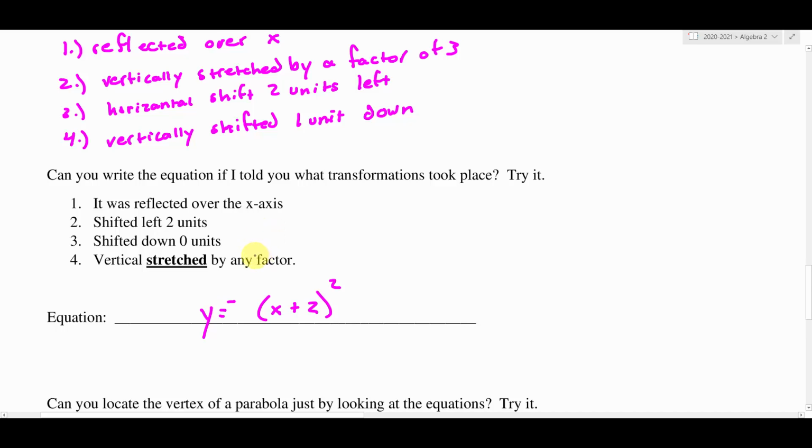So if you recall from our table on the first page, if I want to stretch, it's got to be a number bigger than 1. So anything bigger than 1 will work here. So I could put a 2. -2 times x plus 2 squared would take care of all of the verbal clues that we were given here. Okay, but you had some options. You could have put a 3, a 4, you could have put 2.5, whatever you want, as long as it was bigger than 1. Okay.